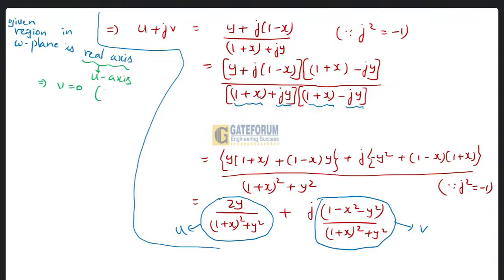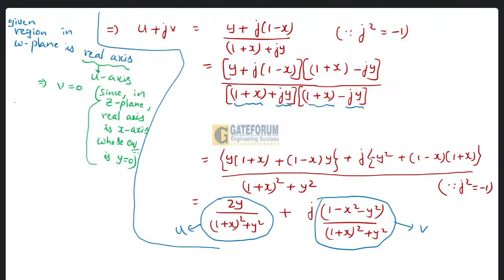Since in Z plane, the real axis is the X axis, whose equation is y equals 0. So this is the explanation part.